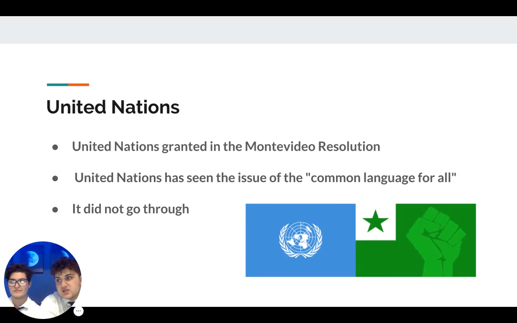We're actually on the United Nations side. Now let's talk about this. The United Nations granted Esperanto in their Montevideo resolution. However, the United Nations granted official support to Esperanto as their international auxiliary language, as that's what they created it.